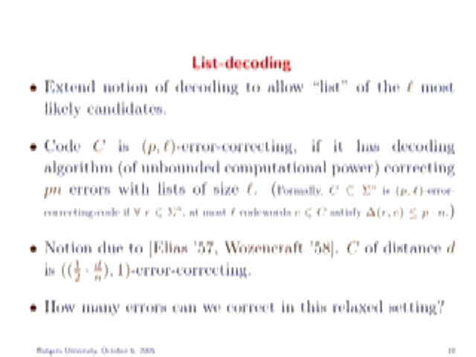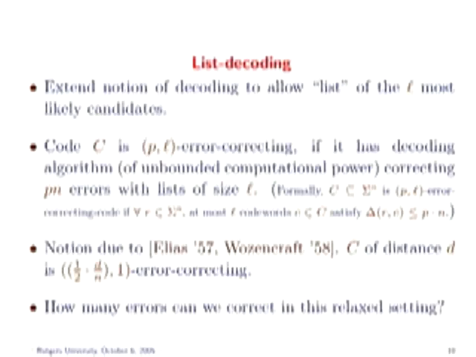And Hamming's notion of an error correcting code corresponds to something like a 1/2 times d over n error correcting code using lists of size 1. So when you have lists of size 1, you can take a code of distance d. It corrects d over n times 1/2 fraction of errors. It should be d minus 1, yes, I'm ignoring lesser order terms. It should be (d minus 1) over n times 1/2 is the fraction of errors that you're allowed to correct using lists of size 1, but we'll allow larger lists and see if we can get any gains.